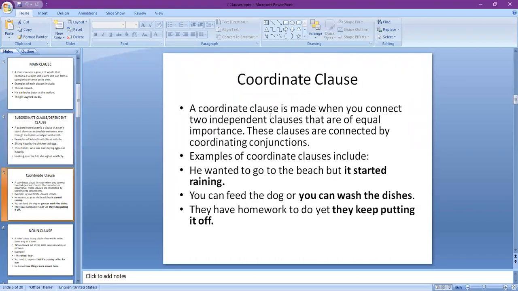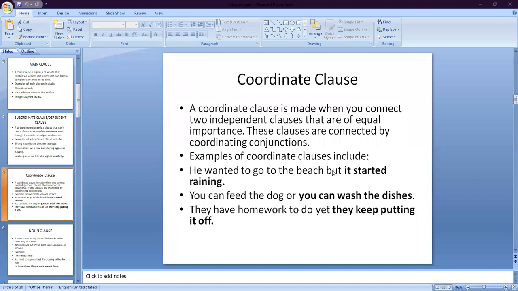Okay, now come to the coordinate clause. A coordinate clause is made up when you connect two independent clauses that are of equal importance. These clauses are connected by a coordinating conjunction. Now look at the examples. He wanted to go to the beach, but it started raining.